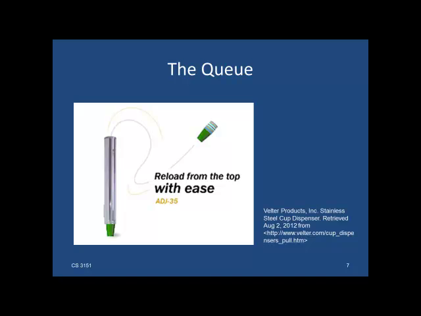A queue works basically like a waiting line. We add items at the tail and remove items from the head. We can use a cup dispenser again to visualize its idea. In the displayed cup dispenser, cups can only be removed from the bottom, and new cups are added from the top.